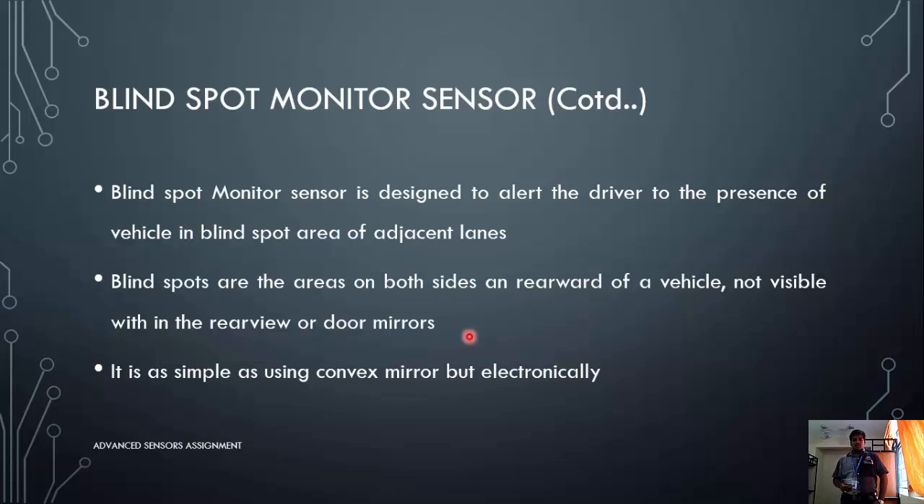Blind spots are the areas on both sides and rearward of a vehicle not visible within the rear view or door mirrors. The vehicles are crossing from the rear, the vehicles are overtaking our car. But where it is located and we are not able to see it is called the blind spot. It is as simple as using a convex mirror, but electronically. Normally, before blind spot monitors, convex mirrors were used. The same application we are applying electronically.